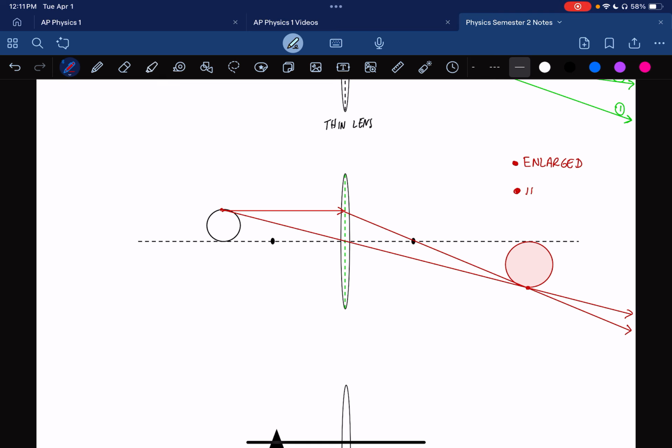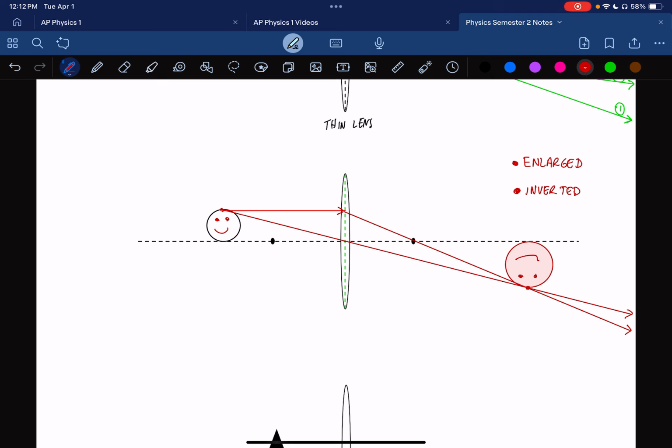You can't tell, but it is inverted. So maybe on your quiz, I'll make sure it's an arrow or something that can be inverted. You can't tell it's inverted, but it is inverted. And the way you know that is because of the position of the optical axis. The object was above the optical axis. Here it is below the optical axis, so it's upside down. If you drew a face on it, it would look like this.